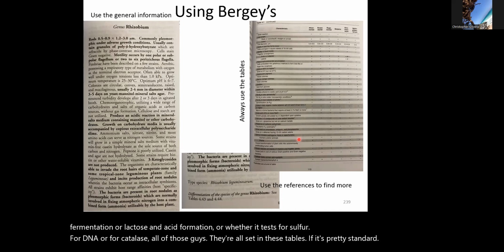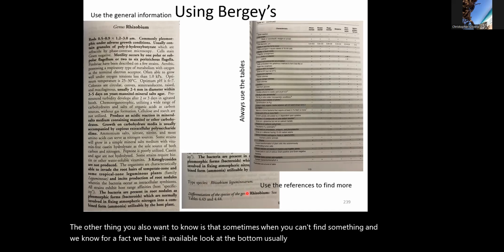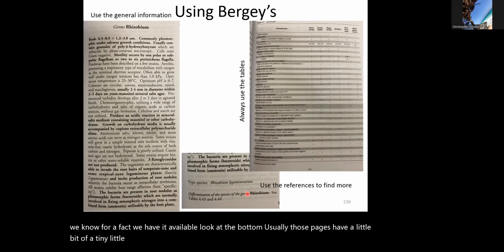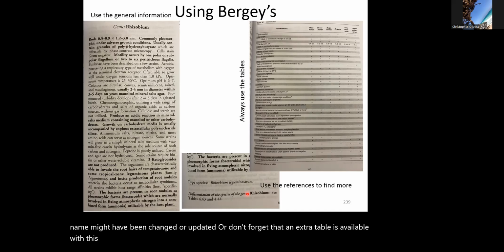The other thing you also want to know is that sometimes when you can't find something and we know for a fact it's available, look at the bottom. Usually those pages have a tiny subscript or annotation that will tell you, hey, don't forget that the name might have been changed or updated, or that an extra table is available with this information somewhere else. So always look at the footnotes too, right?